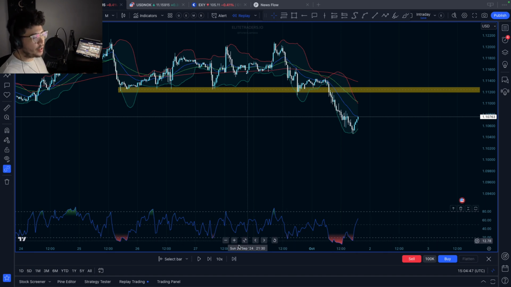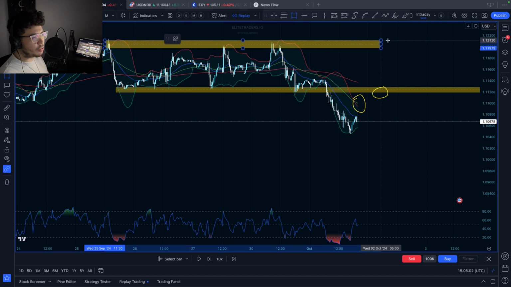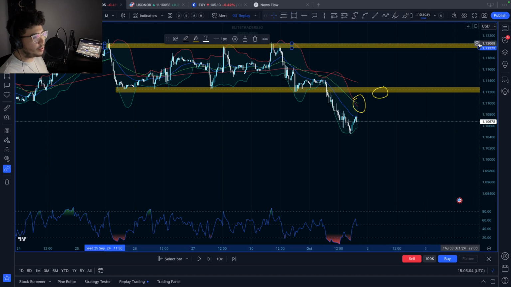So let's play through and let's see if we can get our entry point. We've got sort of this period, this area here, where we've got the top of our Bollinger Band, and we've also got this next area here, which is our level of possible retest. We've also got a level above this, which is right here, which is obviously the current or previous resistance level where we could possibly sell again.